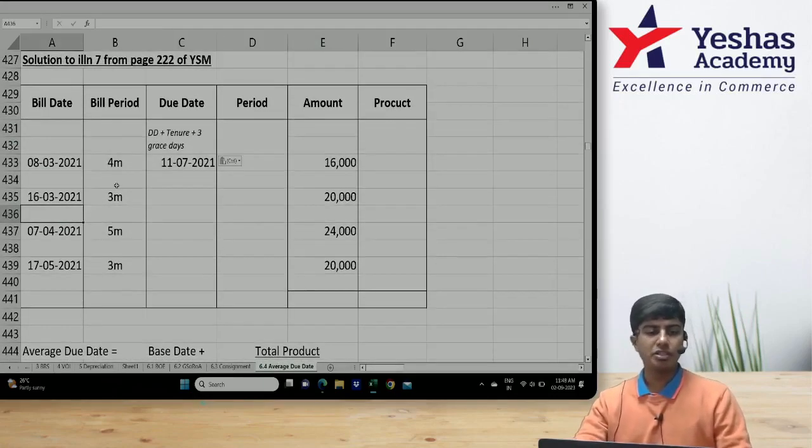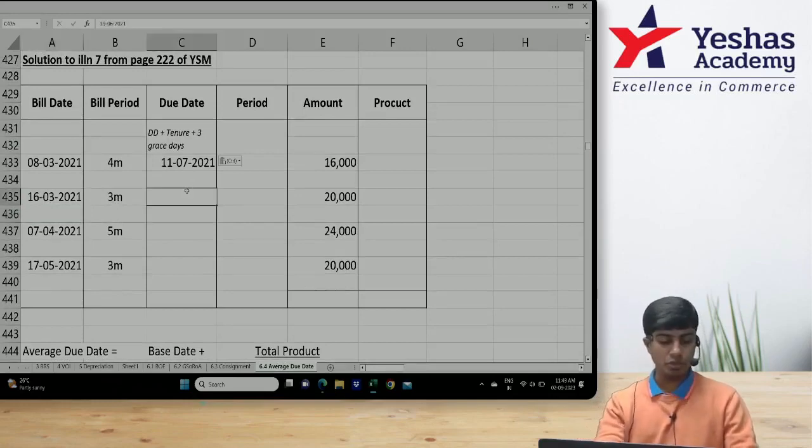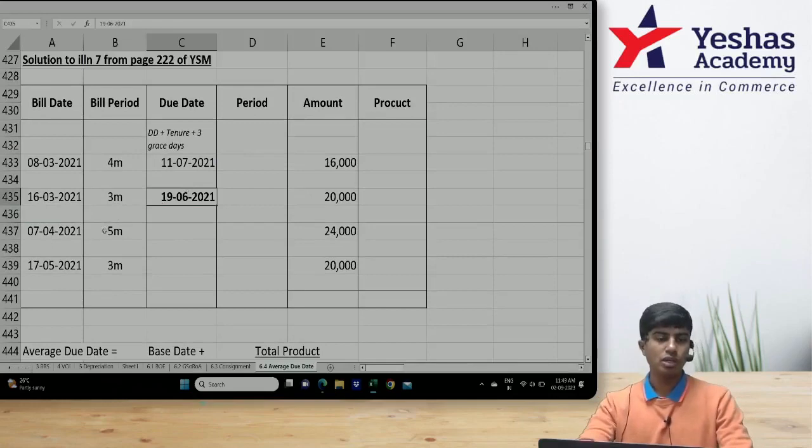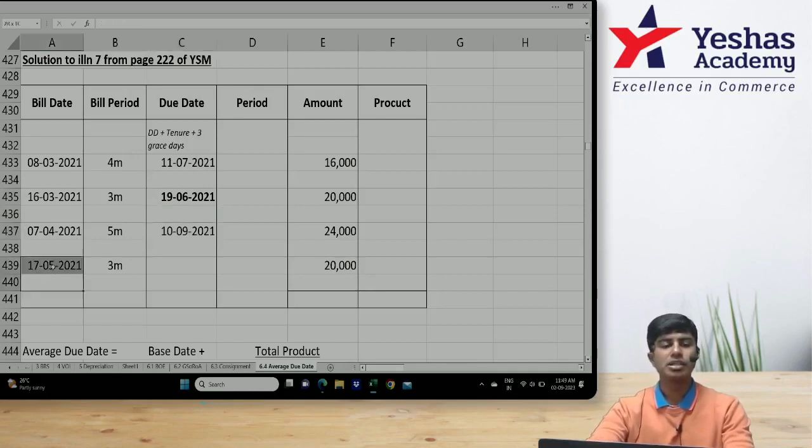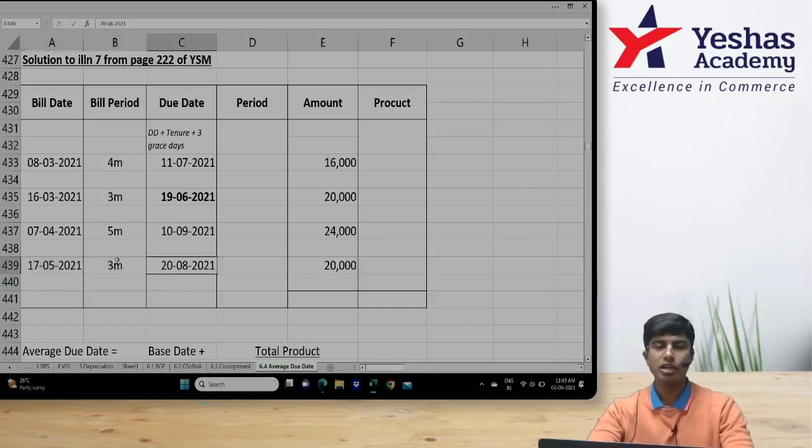16th of March plus 3 months is 16th of June, plus 3 grace days will come to 19th of June. 7th of April plus 5 months is 7th of September, plus 3 grace days, 10th of September. 17th of May plus 3 months is 17th of August, plus 3 days is 20th of August. The period for this will be found keeping 19th of June as the base date.